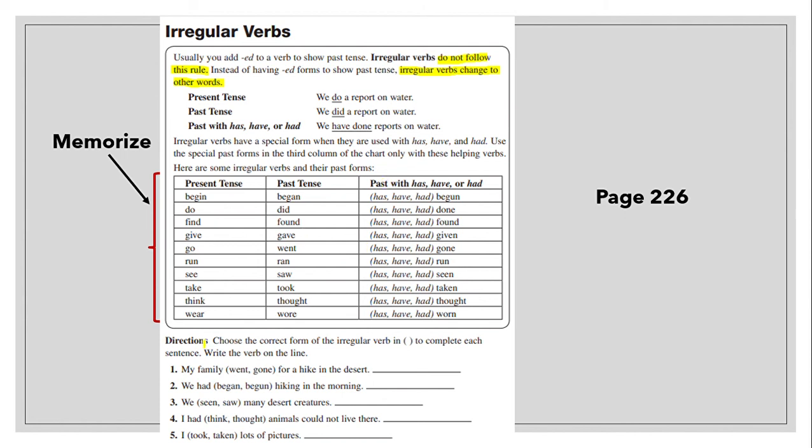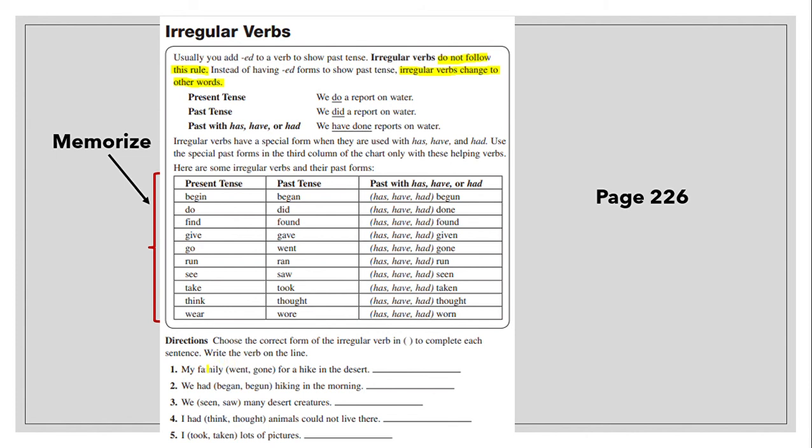Directions: choose the correct form of the irregular verb in brackets to complete each sentence. Write the verb on the line. So you have different forms of irregular verbs. You will choose the correct one and write it on the line. Okay?